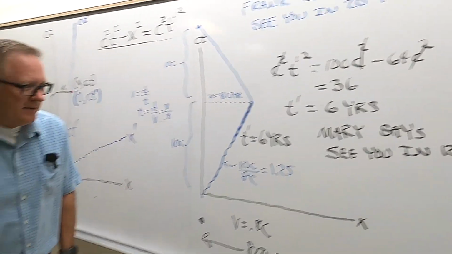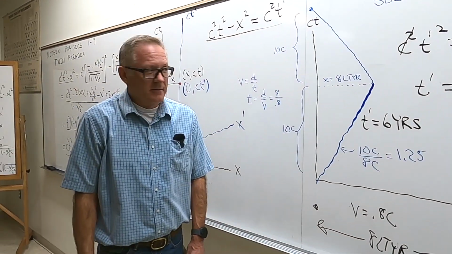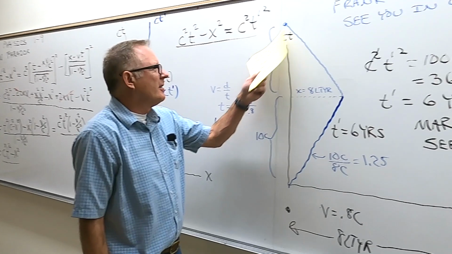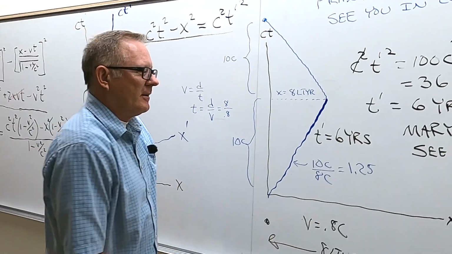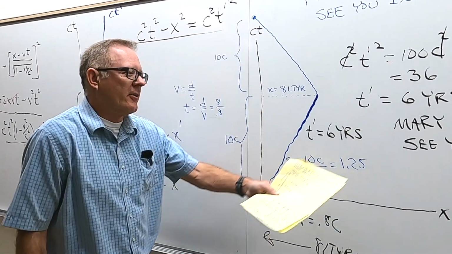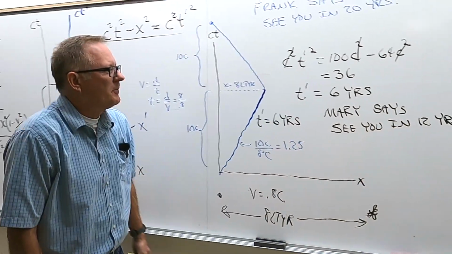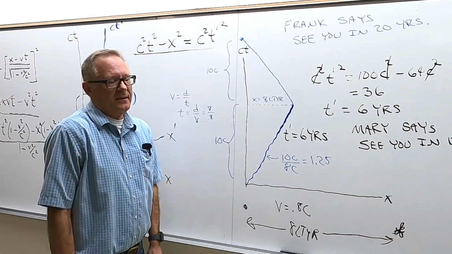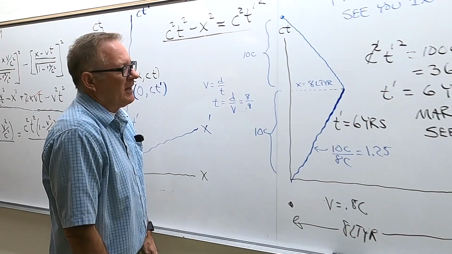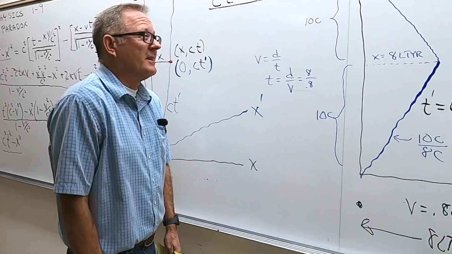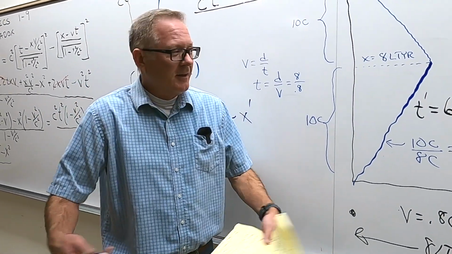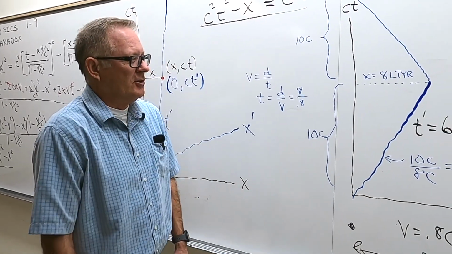Well, which one's right? They're both right. When she returns, Mary will be 12 years older. Frank will be 20 years older. So they're not going to be, I don't know if you can still call them twins anymore, but there's going to be an 8-year age gap now between the two.